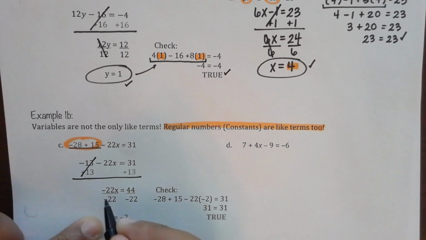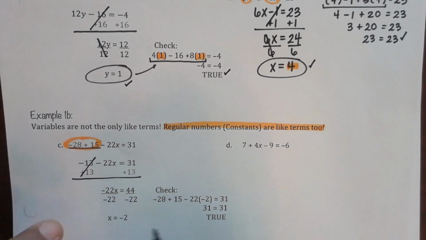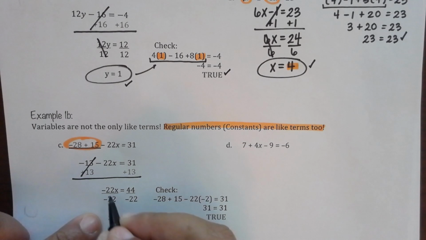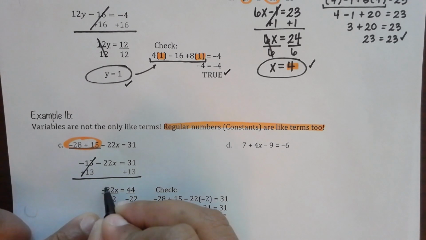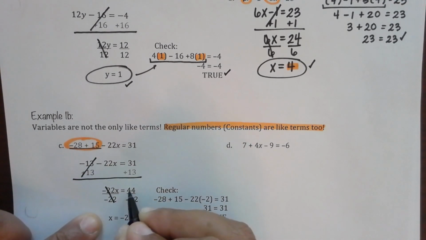What do I have to do? Divide by what? Negative 22. Does the sign matter? Yes, absolutely. So what happens to these negative 22s? Thank you. They cancel out. What's 44 divided by negative 22?